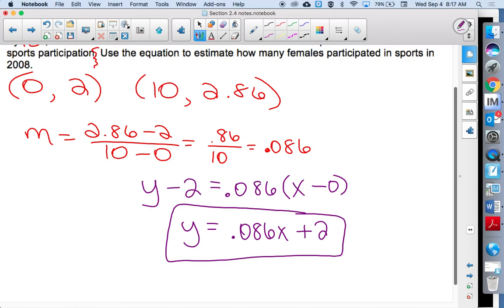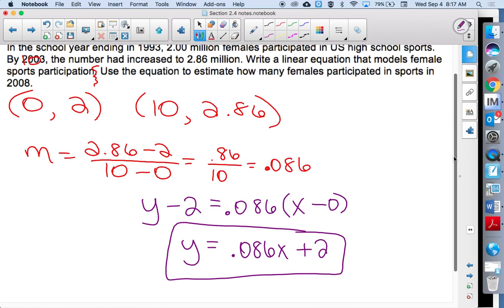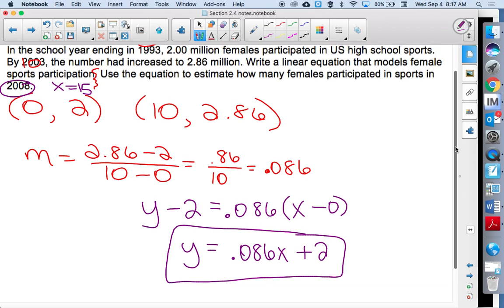How would you answer the final part of the question? It says, use the equation to estimate how many females participated in sports in 2008. Nick, how would you use that 2008? Substitute 15 for x. So 2008 is 15 years after 1993.